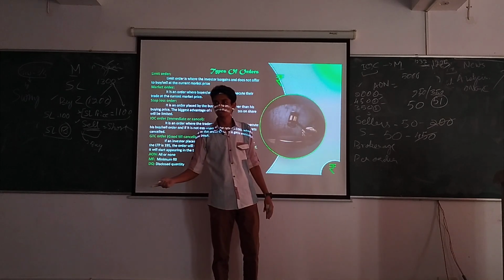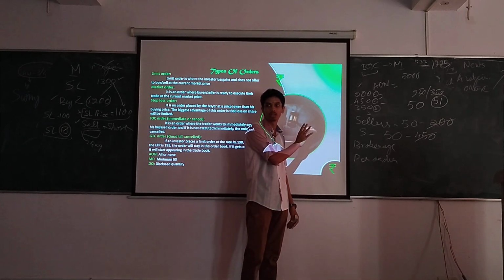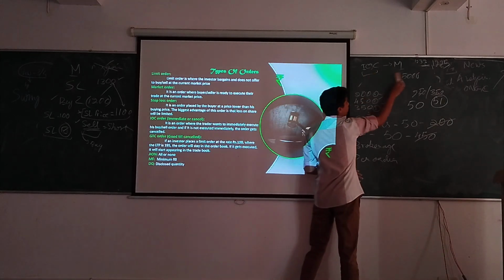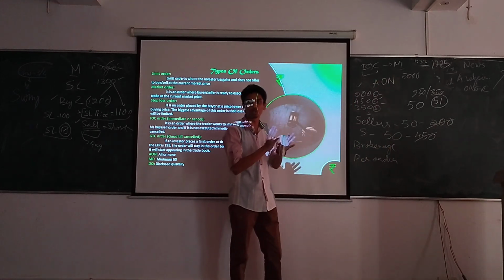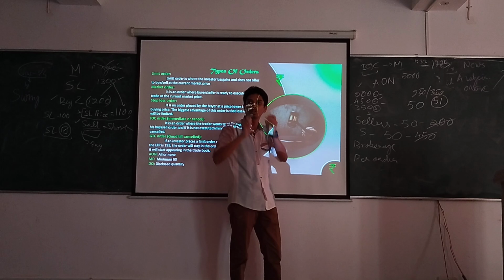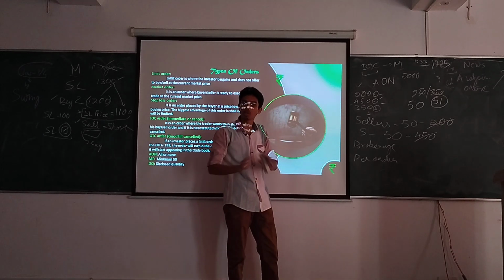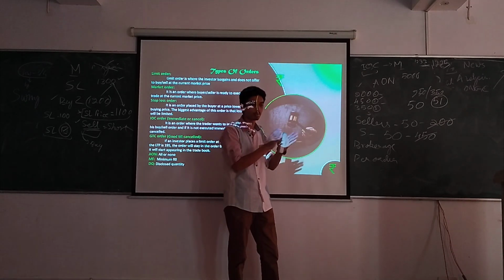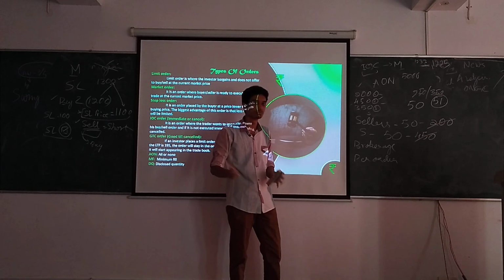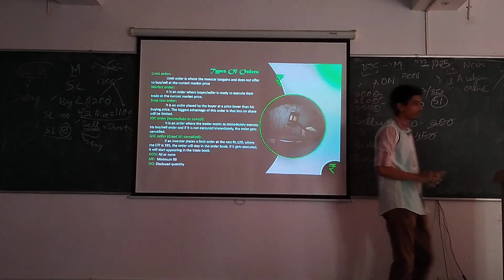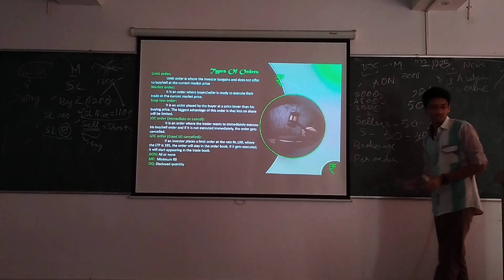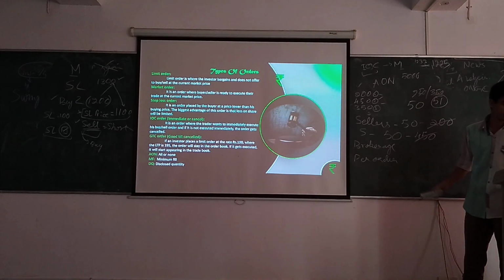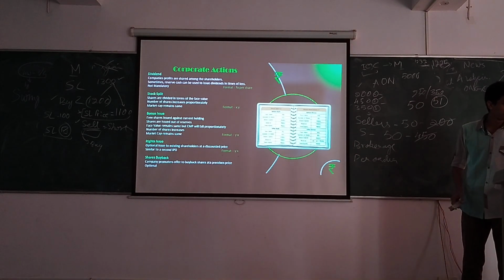You got the concept? To avoid that, you go for an all or none order, which means you want the whole 1000 shares to be executed together. Otherwise, you don't want to buy it. You don't want to buy it in parts. You buy it as a whole. Okay. So the next is minimum fill. This is not actually required. Minimum fill is not required. Disclosed quantity is not required.